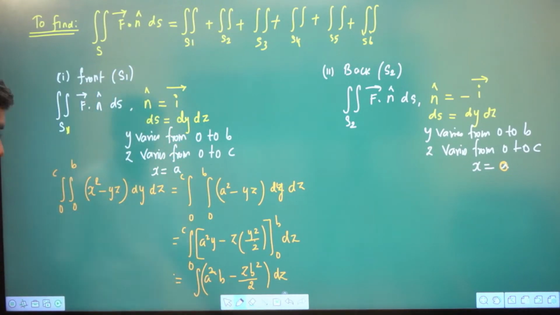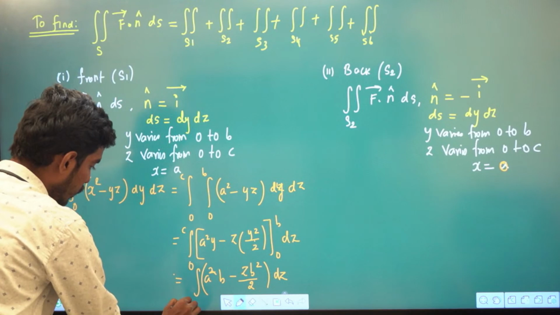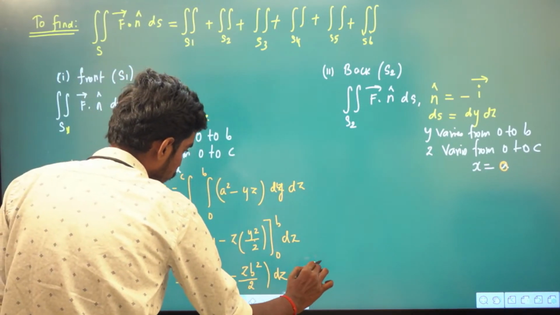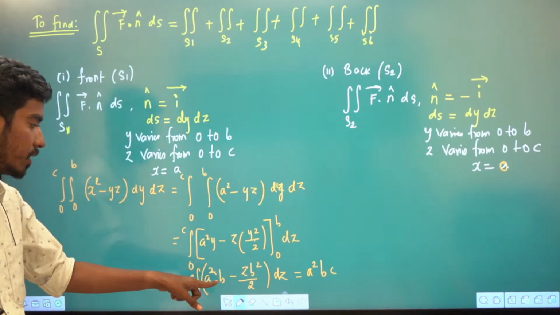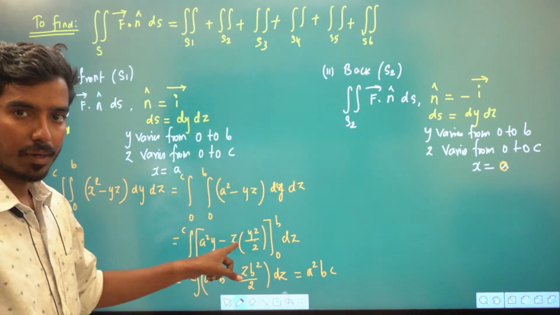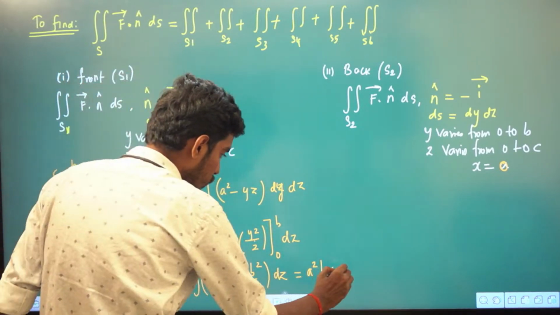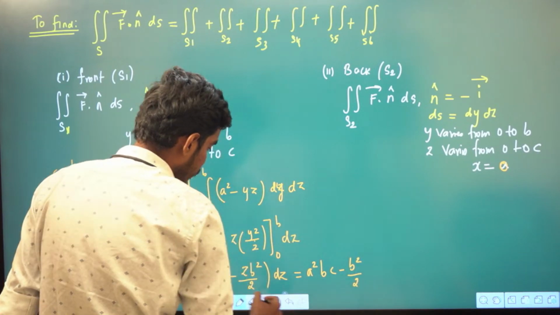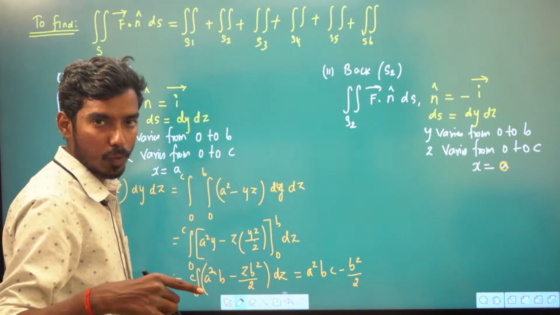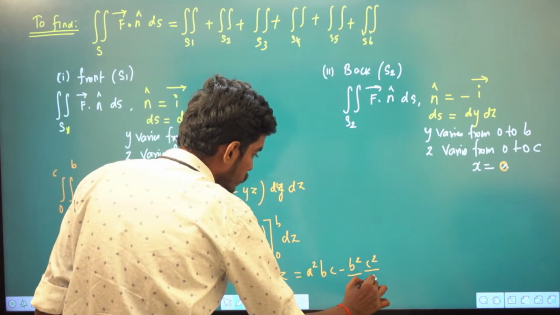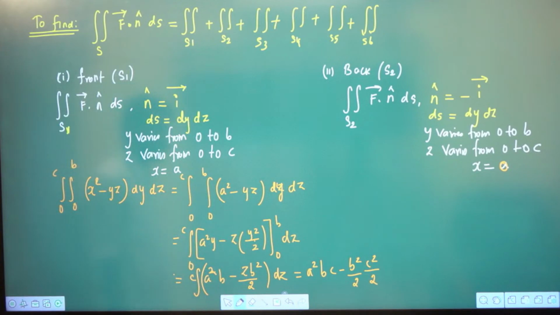Now you integrate with respect to z and apply the upper and lower limits, 0 to c. So this will be a square bc, because a square b, integration of dz is z, upper limit is c. Here you will have minus b square by 2, and z dz is z square by 2, so the upper limit gives c square by 2. So a square bc minus b square c square by 4. This is the surface integral over S1.